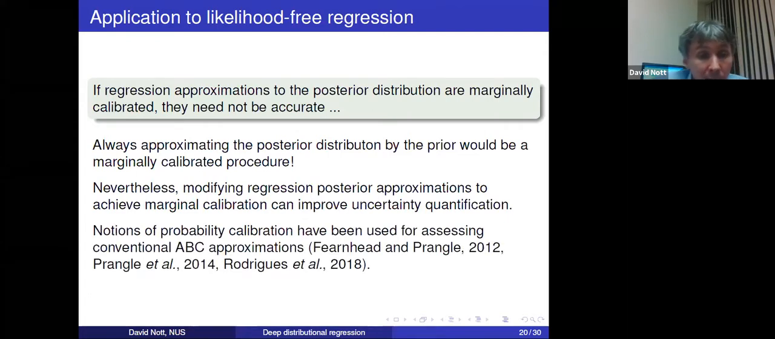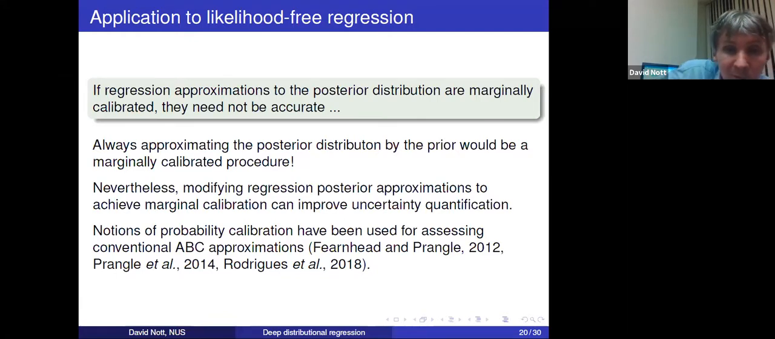I should say also that notions of probability calibration have been used for assessing conventional ABC approximations, both for checking that approximations are accurate, or at least not inaccurate, as well as for making adjustments.